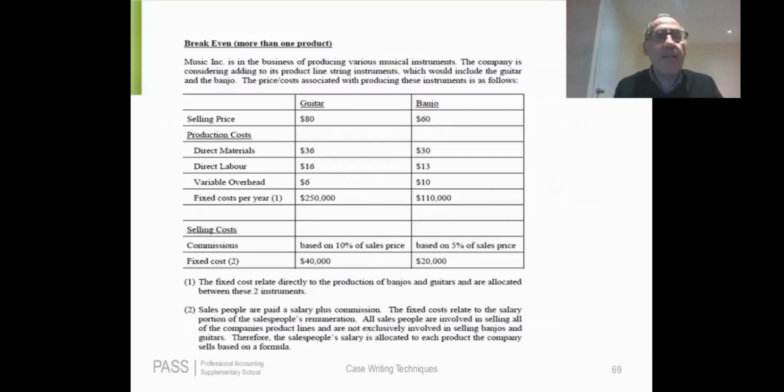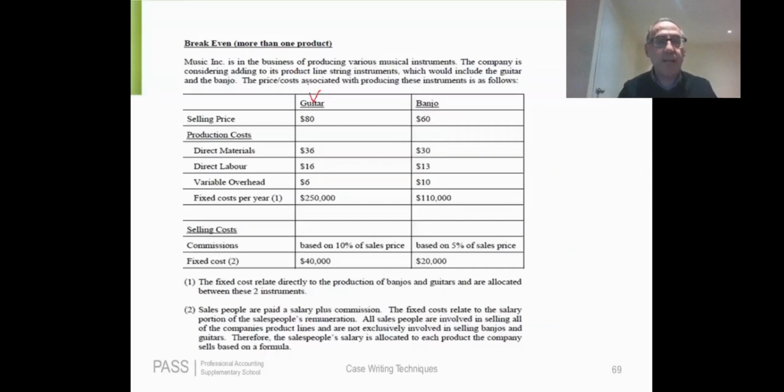Music Inc. is in the business of producing various musical instruments. The company is considering adding to its product line string instruments, which would include the guitar and the banjo. Don't ask me why I came up with the banjo, not the most common instrument. The price and cost associated with producing each of these instruments, I have given you in each of these two columns right here.